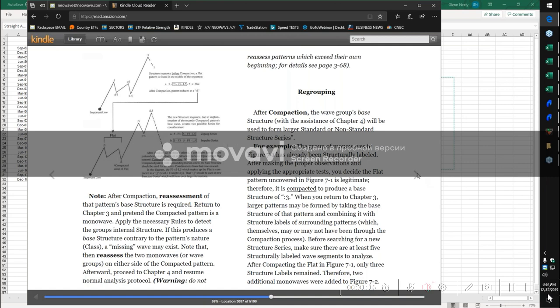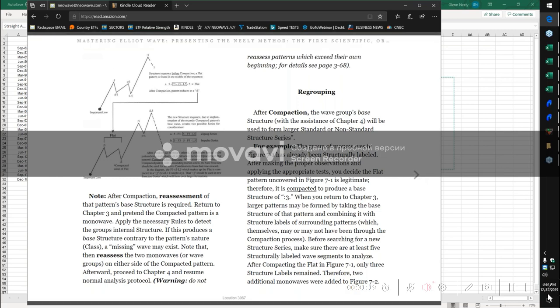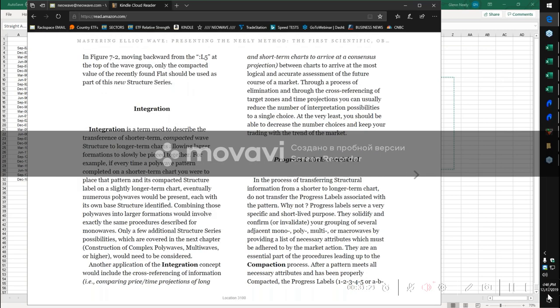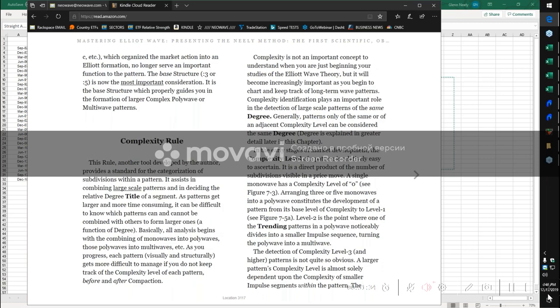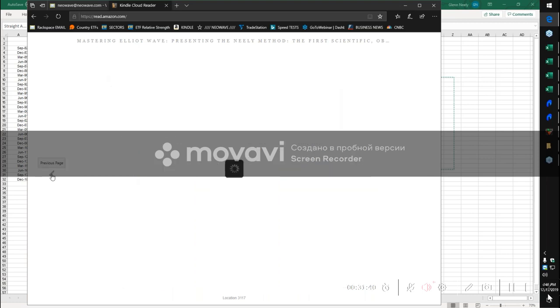Okay, so after you've gone through the compression or the compaction process, then your goal is to figure out how it's going to build larger patterns, and begin to integrate that structure in with larger formations. This is when you might want to revisit the labeling of your pattern and reconsider the complexity. So you could look at, let me go back to the previous chart. You could look at the rule of similarity and balance in chapter 4.